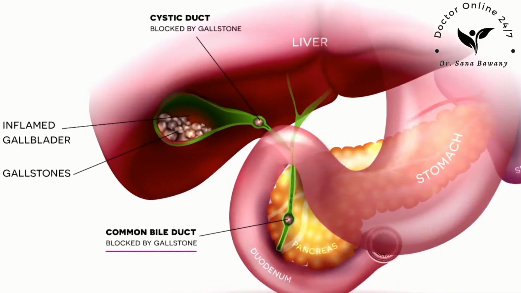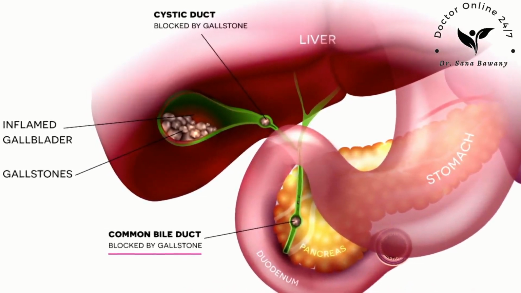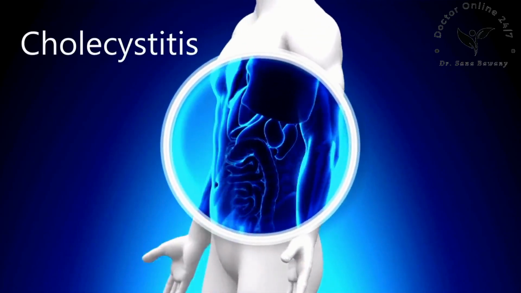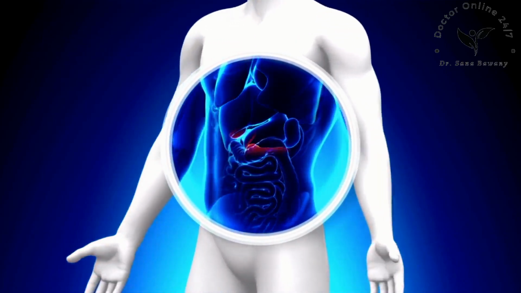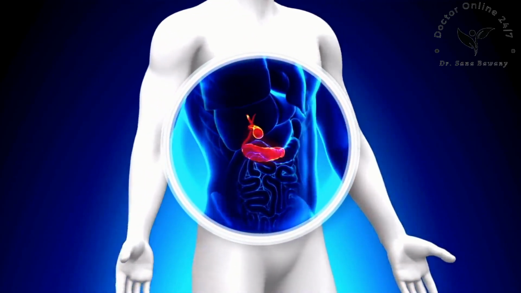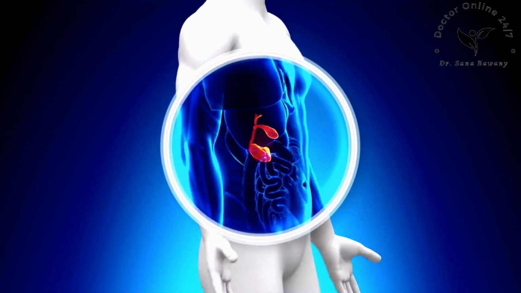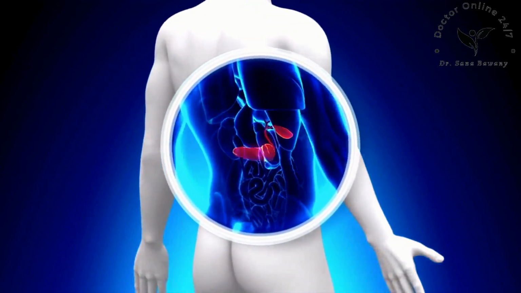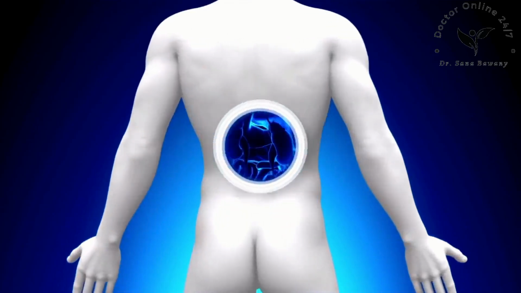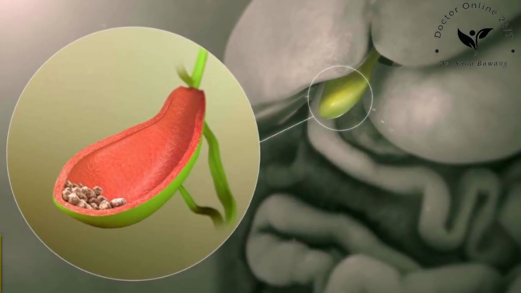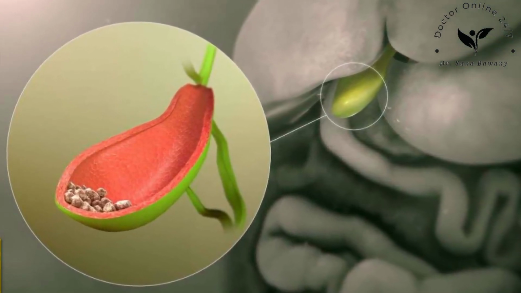If the stone moves into the cystic duct, we call this cholecystitis. So you can imagine that if there's a stone in the cystic duct, and there's bile in the gallbladder, if the gallbladder is trying to release bile into the common bile duct and into the small intestine, if there's a stone in the cystic duct, they won't be able to do that. So this leads to inflammation of the gallbladder. That's what cholecystitis means. Itis meaning inflammation, cholecyst referring to the gallbladder.